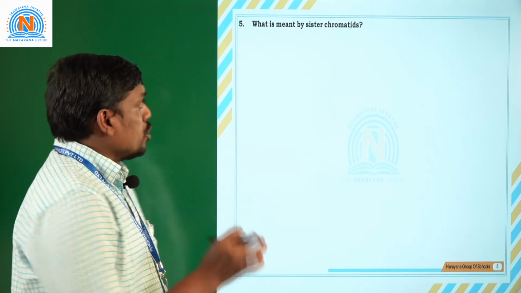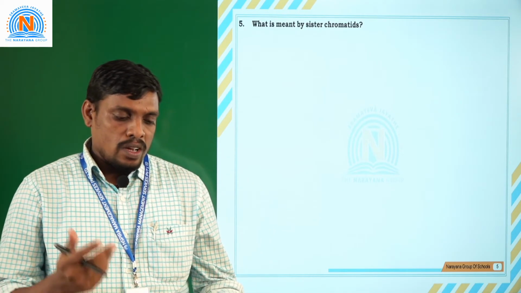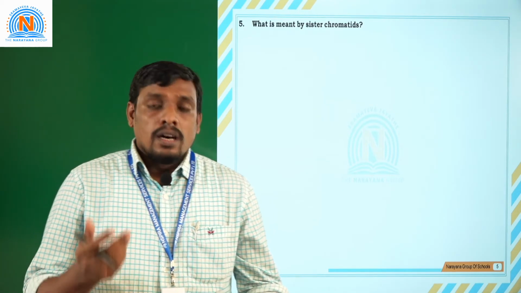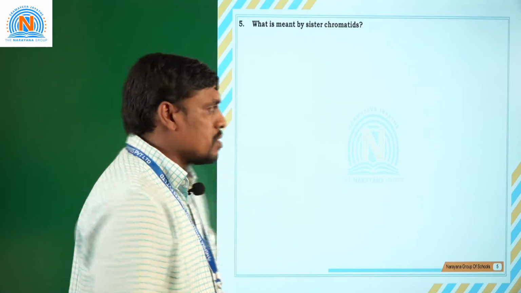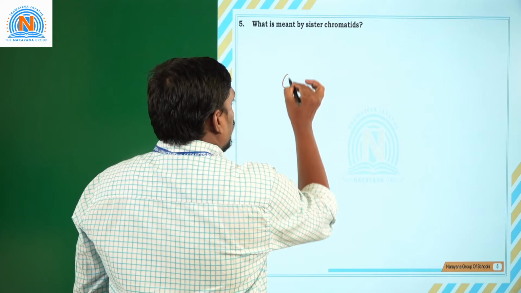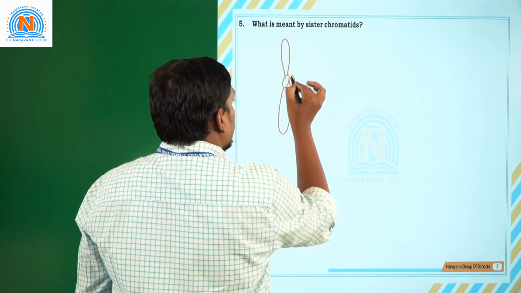Here, the question is given like this. Sister chromatids. What do you mean by it? Sister chromatids are replicated chromosomes of eukaryotic chromosomes. Suppose we take a eukaryotic chromosome. Eukaryotic chromosomes generally look like this.